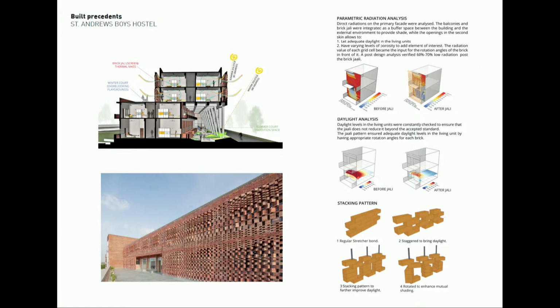So before starting, I studied some built precedents. The first one is St. Andrew's Boys Hostel. It's again in the same city, Haryana. Here the architect used brick jalis to decrease solar radiation and as a shading device. As you can see, he staggered the brick to enhance the daylight and mutual shading at the same time.